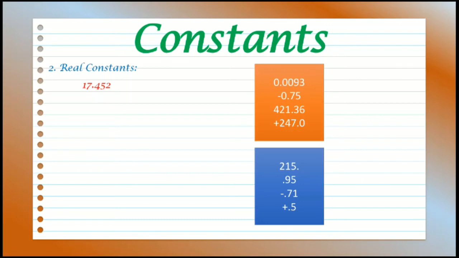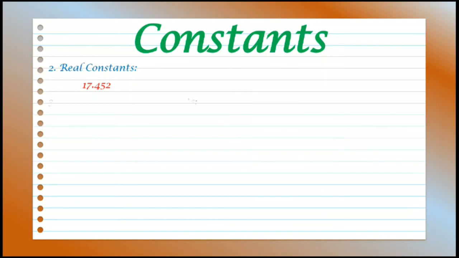That is, 215., .95, -.71, +.5 are all valid real numbers. Third type is single character constant. A single character constant contains a single character enclosed within a pair of single quote marks.